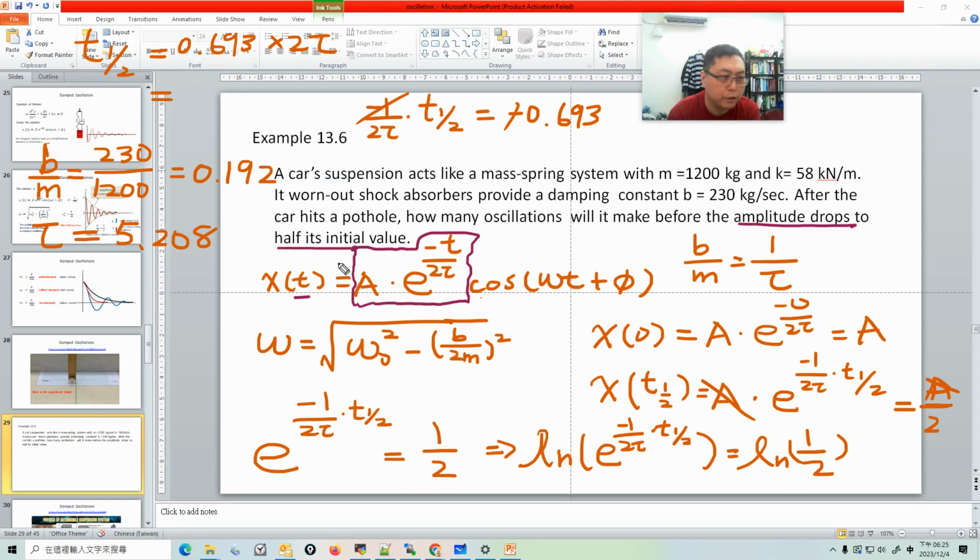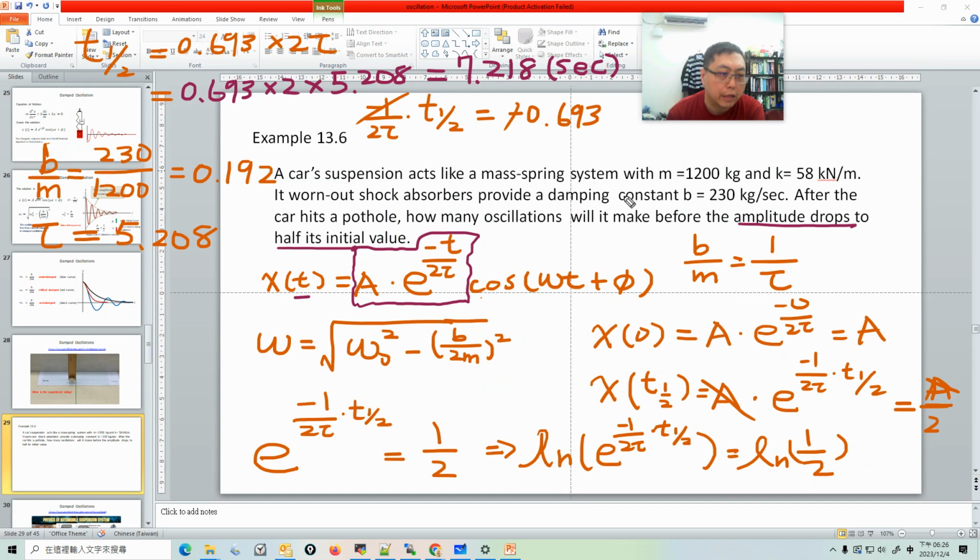How much time for the amplitude to drop to half of its initial value? We have everything, so we just put it in there: 0.693 times 2 times 5.208. So what's the time? 5.208 times 2 times 0.693 is about 7.218 seconds. It takes 7.218 seconds for the amplitude to drop to half of the initial value.